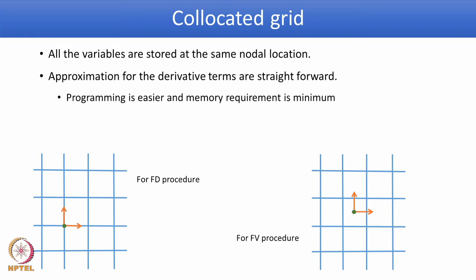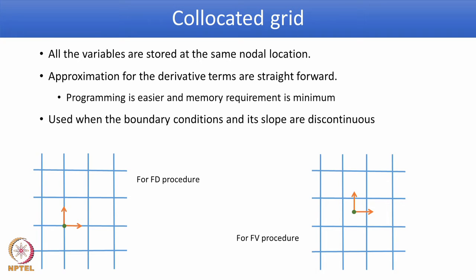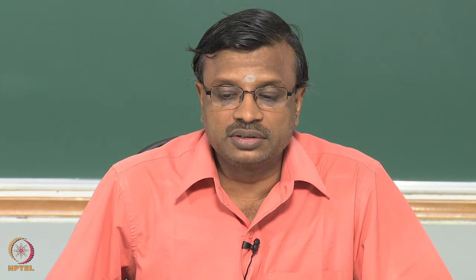Because you are using only the same location, delta x is also calculated only once and it can be stored, hence it is easier and memory requirement is minimum. It is used when boundary conditions as well as their slopes are discontinuous. So, this co-located arrangement of variables is extremely helpful when the boundary condition as well as its slope is discontinuous.